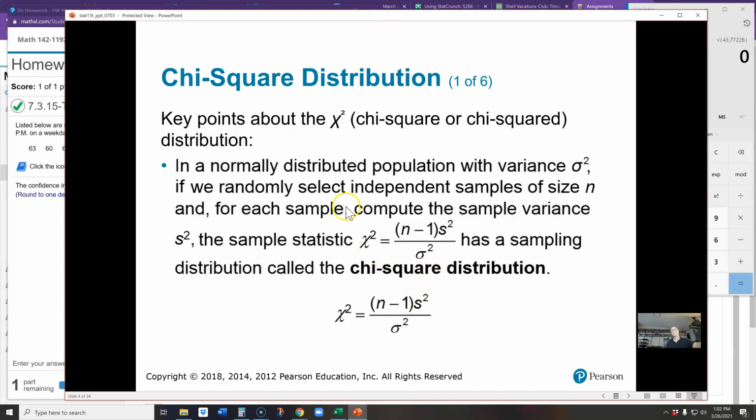So in specifics, just to see what it says here: in a normally distributed population with a variance of sigma squared, if we randomly select independent samples of size n, and for each sample compute the sample variance, s squared, then the sample statistic, which is based on this distribution, it's like a z-score or a t-score, has a distribution called the chi-squared distribution. So notice everything in the description is about variance. None of it is directly about the standard deviation.